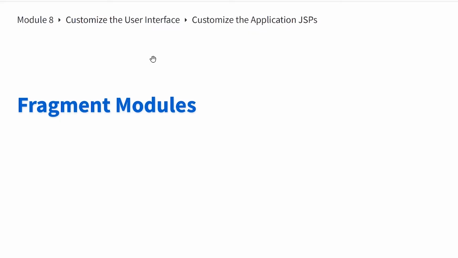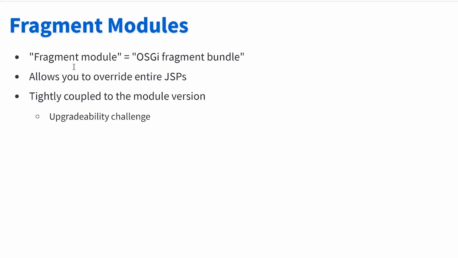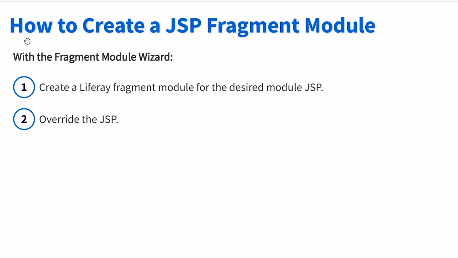The third customization method that we'll go over is the Fragment Modules. So Fragment Modules actually means an OSGI fragment bundle. Fragment Modules allow you to override the entire JSP. We need to keep that in mind because it's tightly coupled to the module version. In some cases, this can provide an upgradability challenge. What we're going to do next is go through a step-by-step on how to create a JSP fragment module.